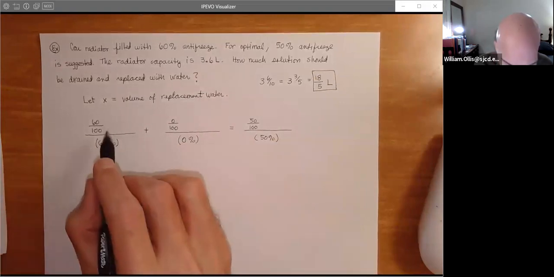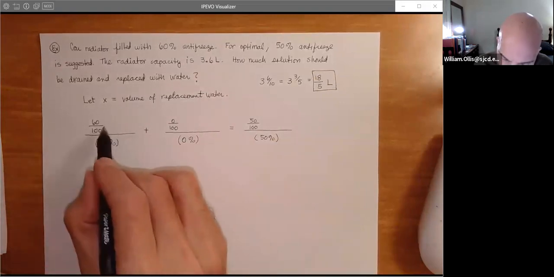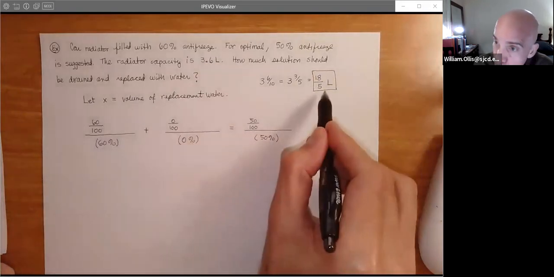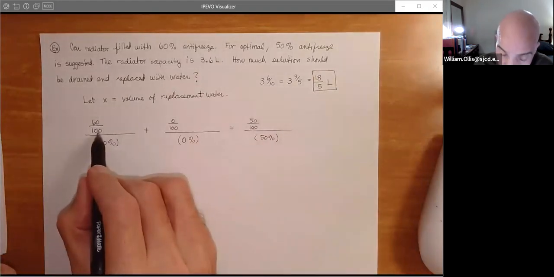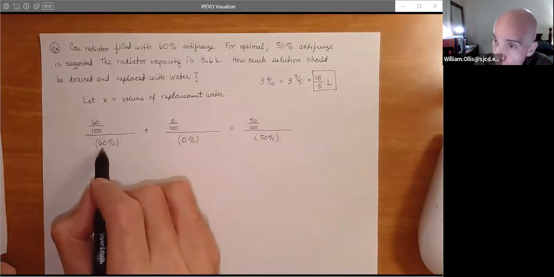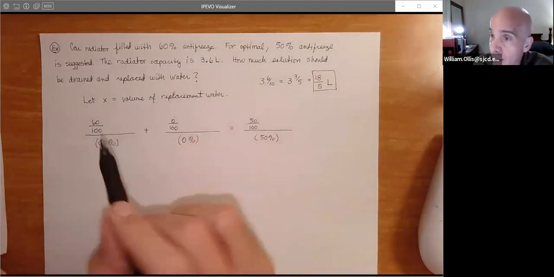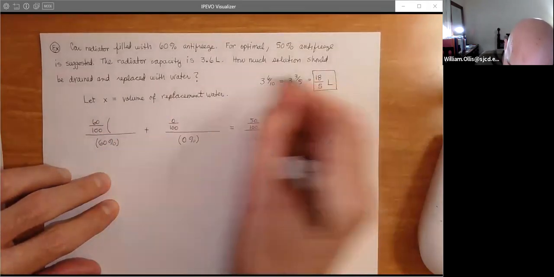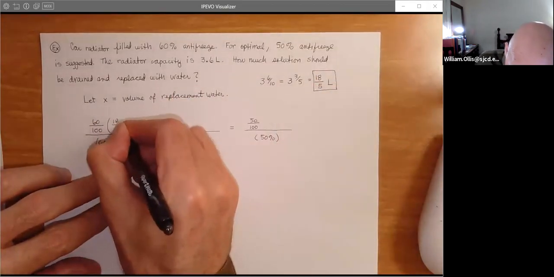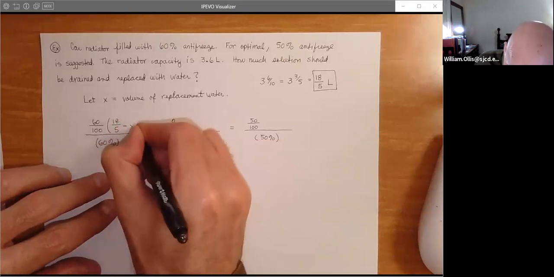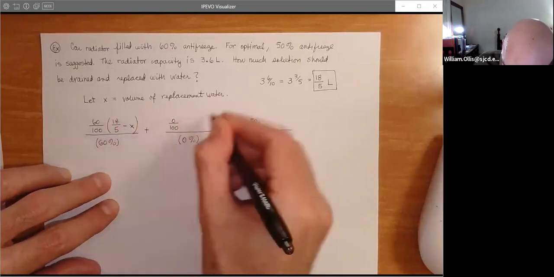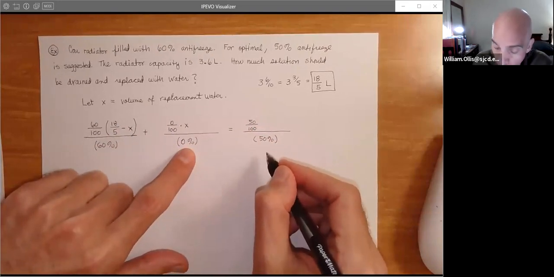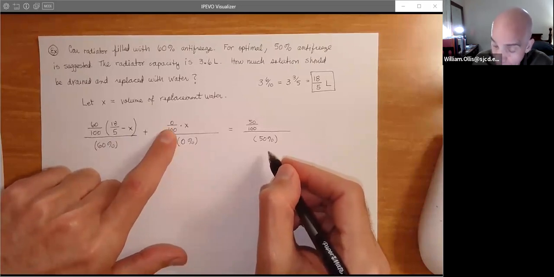So now when you look at this, we're going to take away X liters of this amount that we have of the 60% solution. Of course, we're assuming that the radiator is full. So we will have 18 over 5 minus the amount we drain. And then, of course, we're going to add X liters of water, but that has no acid in it, so this will not have an impact.